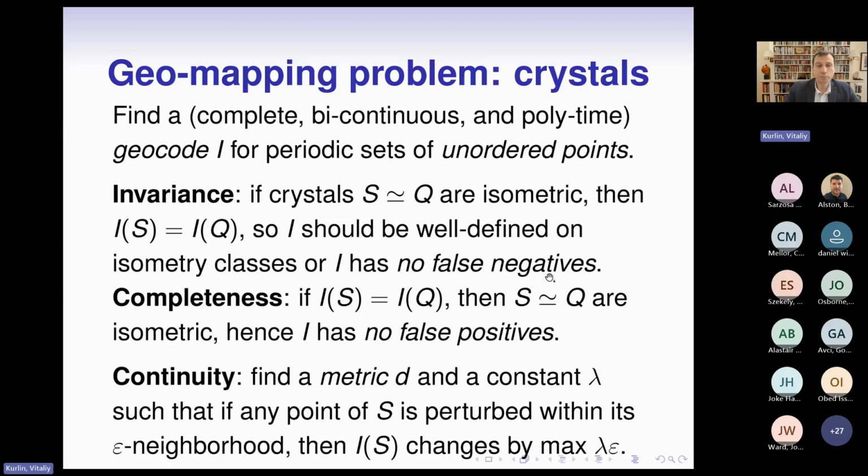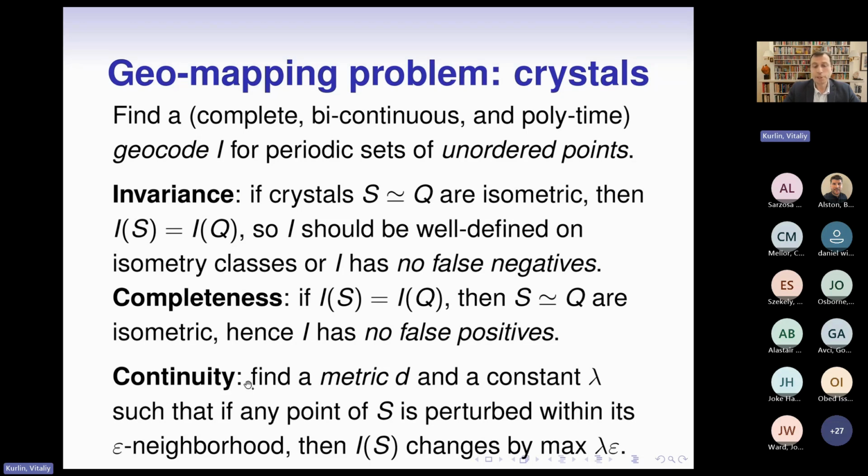The second condition is much stronger. It says that this invariant I should be complete. So it completely distinguishes all non-equivalent objects. In other words, if the invariant takes the same value, then this can only happen for equivalent objects, so for isometric crystals. So it is a descriptor with no false positives on all possible data.